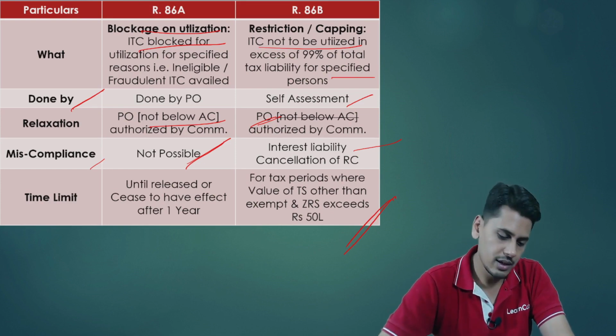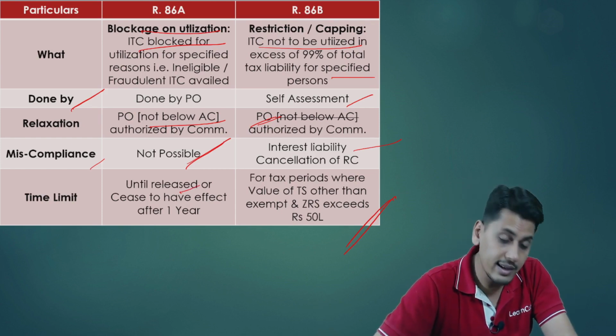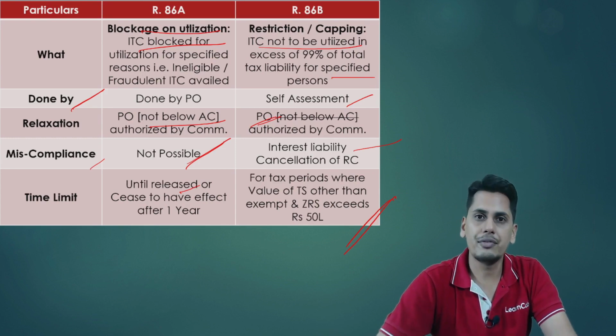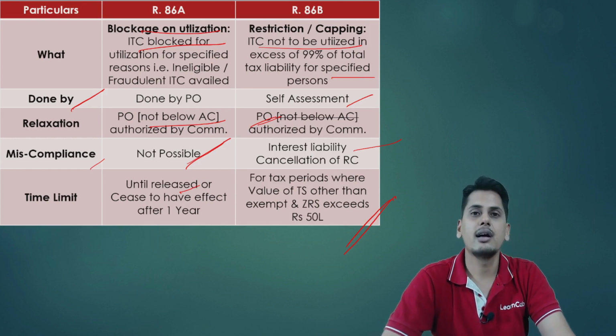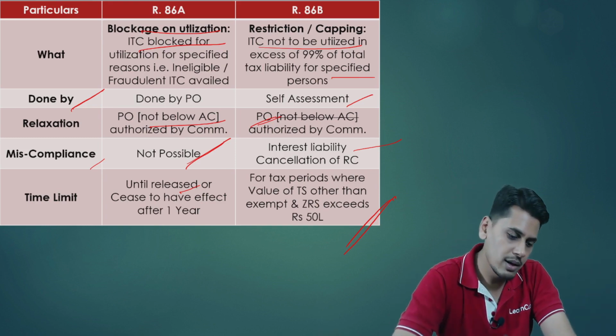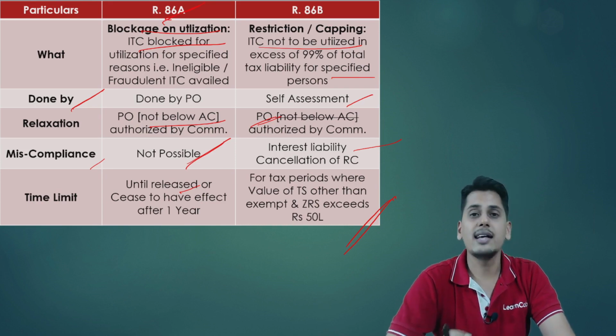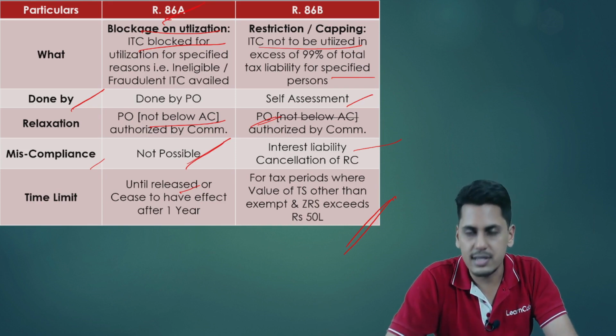Time limit. Here the 86A blockage will be there until it is uplifted by the officer, or if it is not uplifted by the officer, it will cease to have effect after a year. So the maximum time 86A is going to pinch you is 1 year. As regards 86B, there is no such outer time limit which is available.